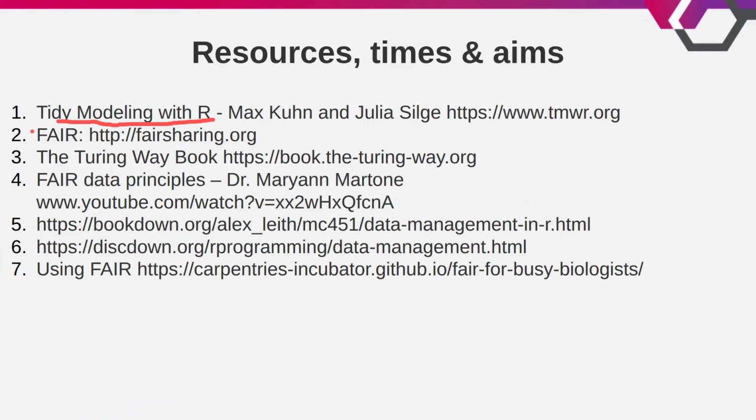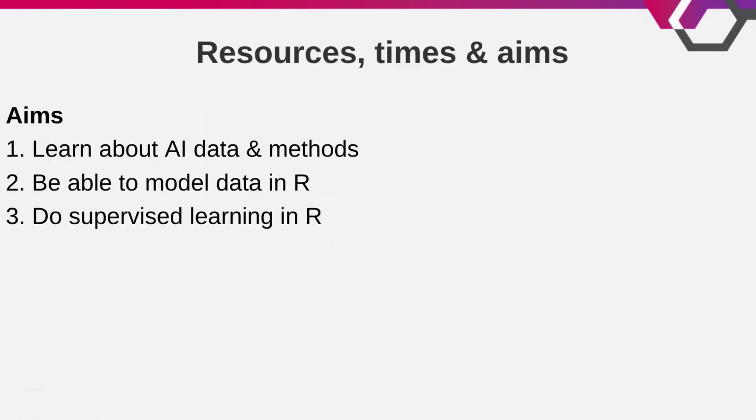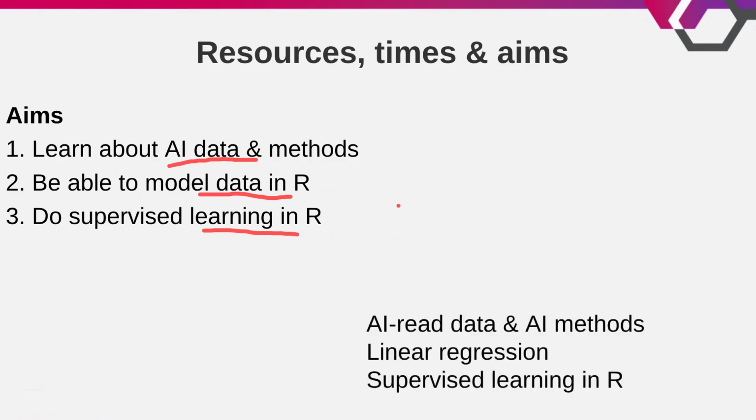There's also a large amount of material available on different resources on FAIR data, which is the focus of the first part of our talk, because if we want to use AI methods, we need to have good quality data. If we have poor data, it's kind of pointless trying to use AI methods. So our goals for this course are to learn about AI data and the associated methods and be able to model data with R. In some senses, AI methods are just a small component of statistical computing. And we'll also try to apply a very, very simple supervised learning model in R. So that's our focus here.